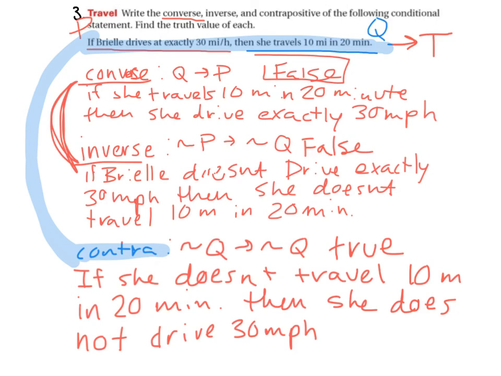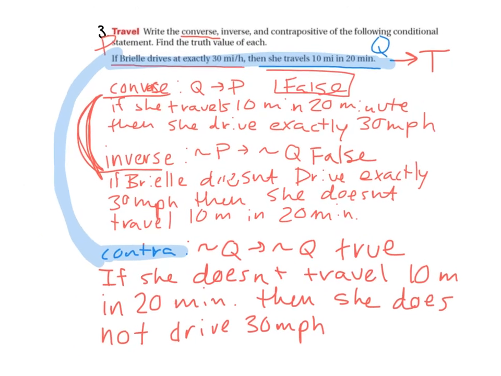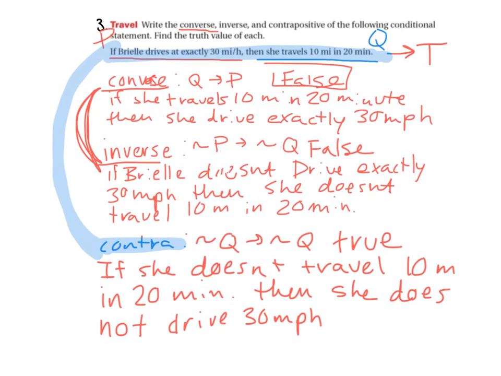Is it like since those two are true, the other two have to be false? No. All four of them could be true. All four of them could be false. But the contrapositive goes along with the conditional statement, and the converse goes along with the inverse.